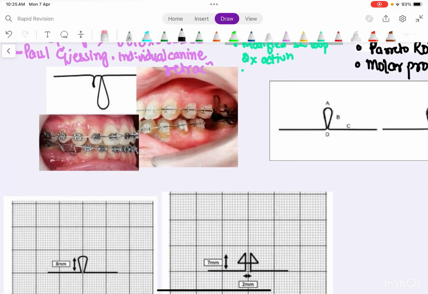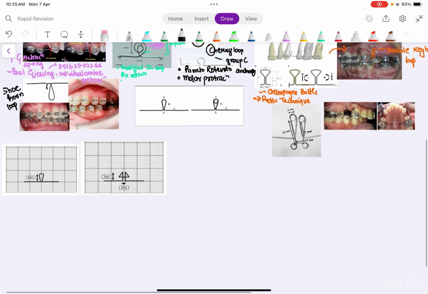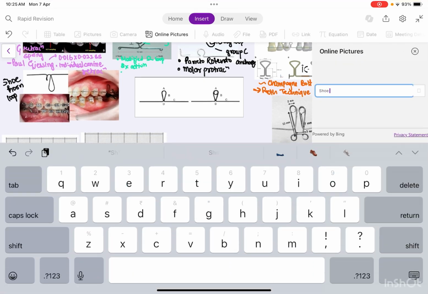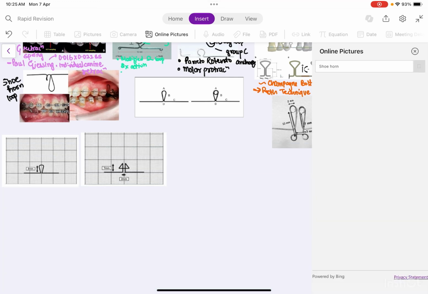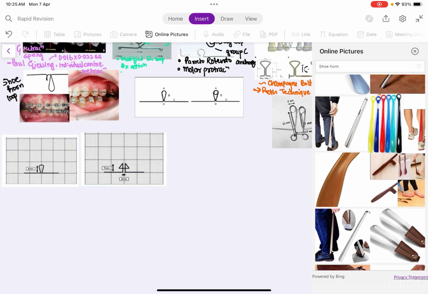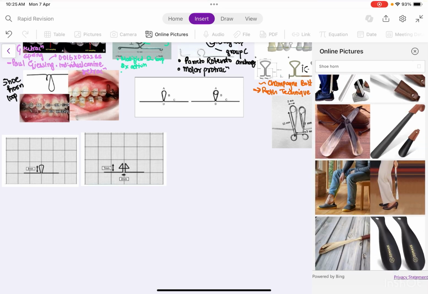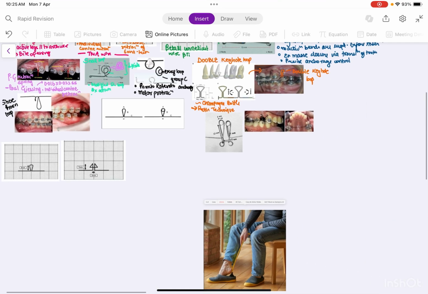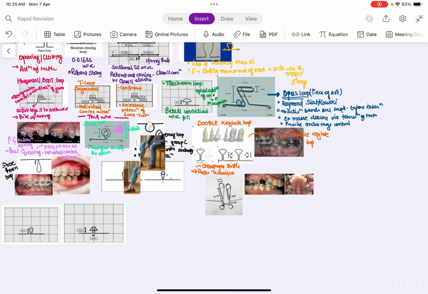Then this is what is called as shoe horn loop. Now what is a shoe horn? Just give me a second, got to add the picture. Shoe horn, it's basically what we use to wear the shoes. I just added. So this is what is shoe horn, like a handle like thing that we use. So I'll just add it here.